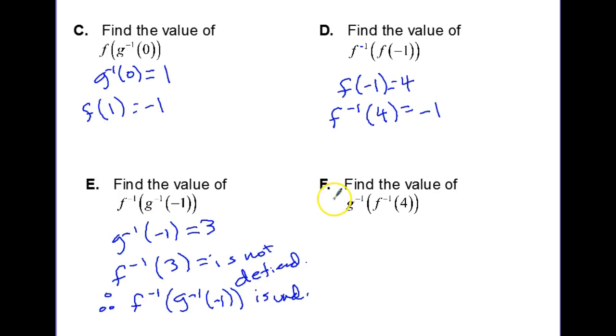All right. Now F actually works, so take a moment, pause the video, work F, we'll come back and check. All right, in part F of example 1, we're asked to find g inverse of f inverse of 4. We'll begin by finding f inverse of 4. Now, looking back at your table, f inverse of 4 is negative 1, and g inverse of negative 1 is 3.